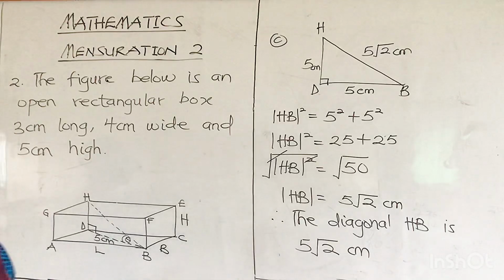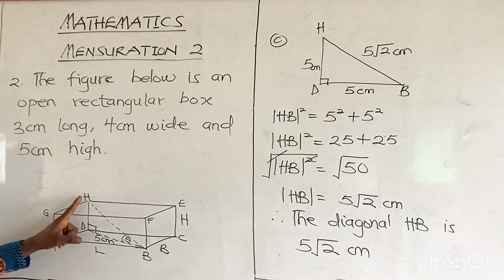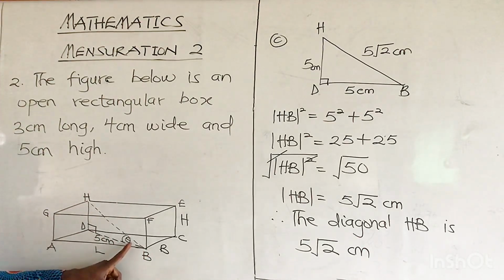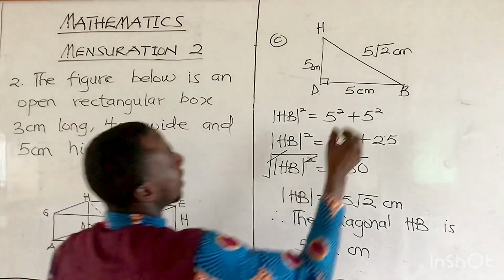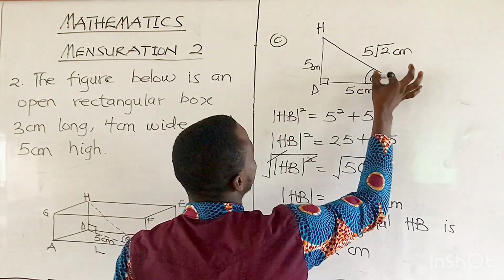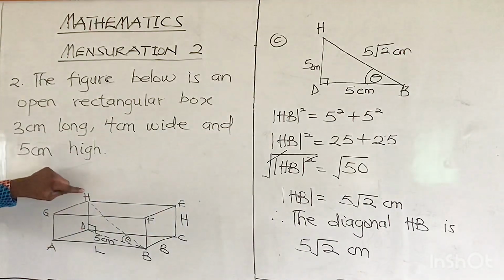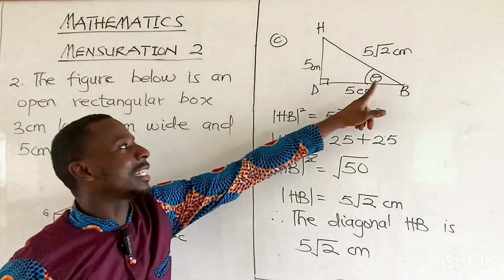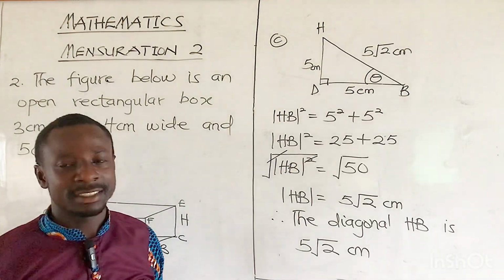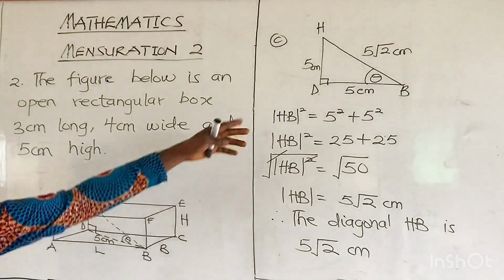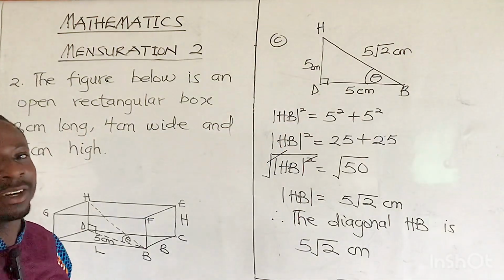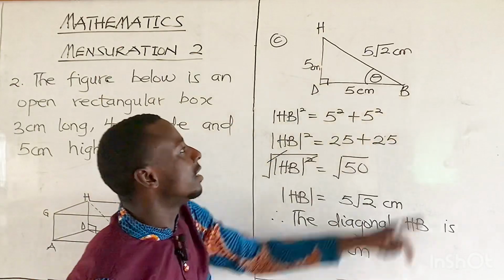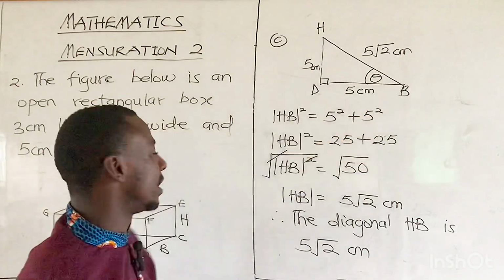Now viewers, we are going to look at the last sub question under this particular question, which is the angle that the diagonal makes with the base. And from the sketch they have indicated theta. So this theta, we are going to get it from this particular diagram, and that is HDB. So we are going to take that angle from the same sketch. So viewers, I'm going to use this same diagram to look at the angle this diagonal HB makes with the base from here.